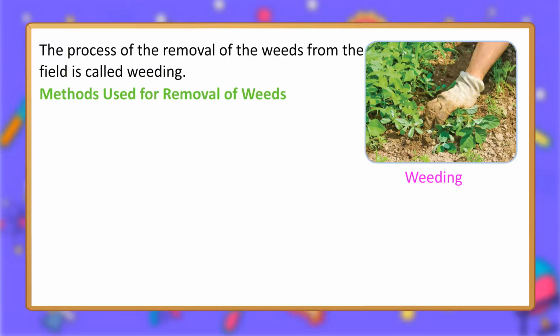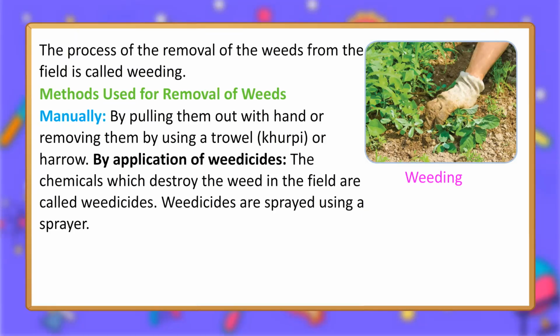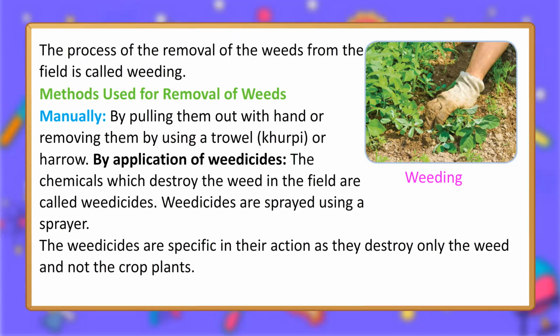Methods used for removal of weeds. Manually, by pulling them out with hand, or removing them by using a trowel, khurpi, or harrow. By application of weedicides. The chemicals which destroy the weed in the field are called weedicides. Weedicides are sprayed using a sprayer. The weedicides are specific in their action as they destroy only the weed and not the crop plants.